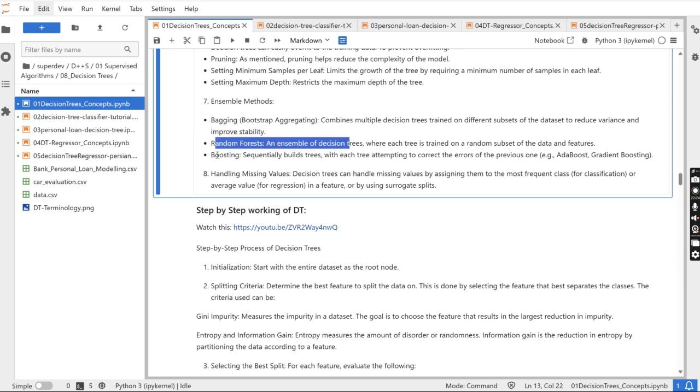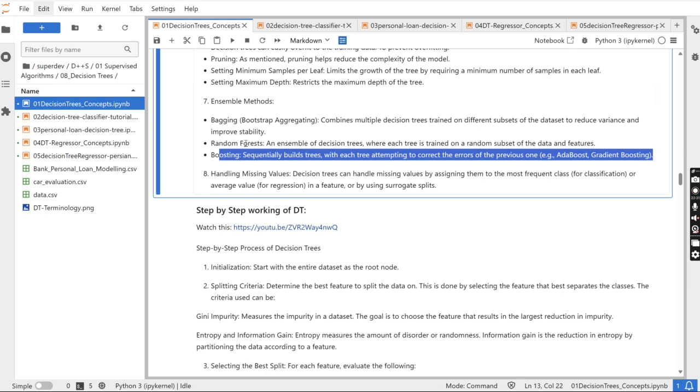Random forest you can use, and then boosting methods also you can use, like AdaBoost, gradient boosting, XGBoost. So all these are boosting algorithms.